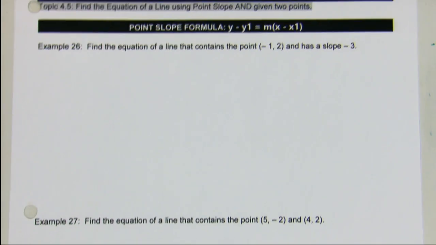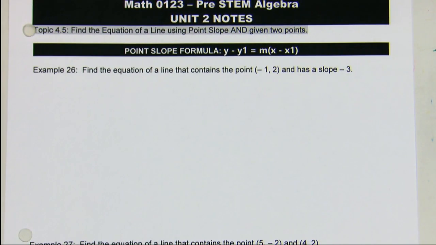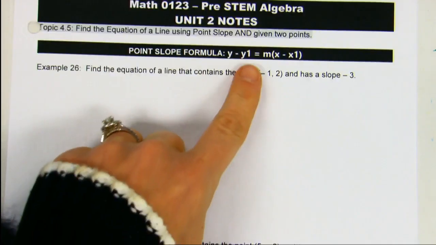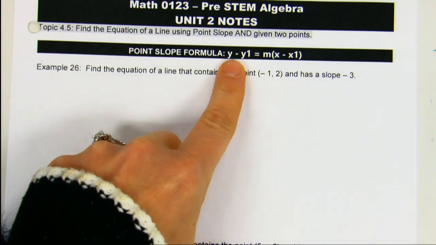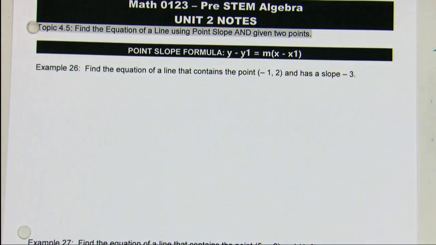The last part of this assignment, you will be finding an equation of a line. You might be given one point and the slope, and so we can use what's called the point-slope formula. It's here at the top, written in bold, to find the equation of the line.